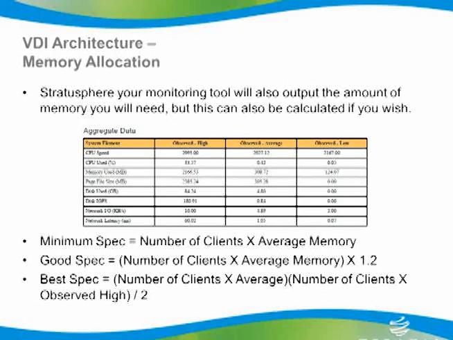Now, your monitoring tool will also output the amount of memory that you will need, but this can also be calculated if you wish. Now, memory is different than CPU and IOPS. What you're going to find is there's a tendency to want to scrimp on memory in VDI. We're going to say, well, our current clients have 2 gigs of allocation per VDI unit or per physical unit or whatever it is that we have. And I want to make sure that we do less than that. I want to do something along the lines of 50% or 30% or 20% or whatever. That is not going to work.